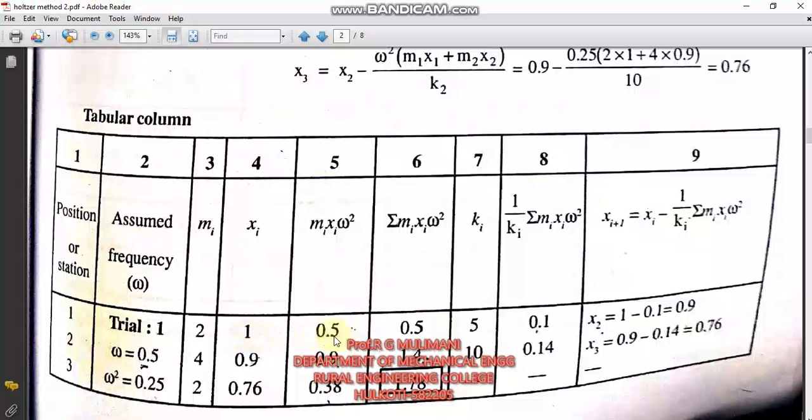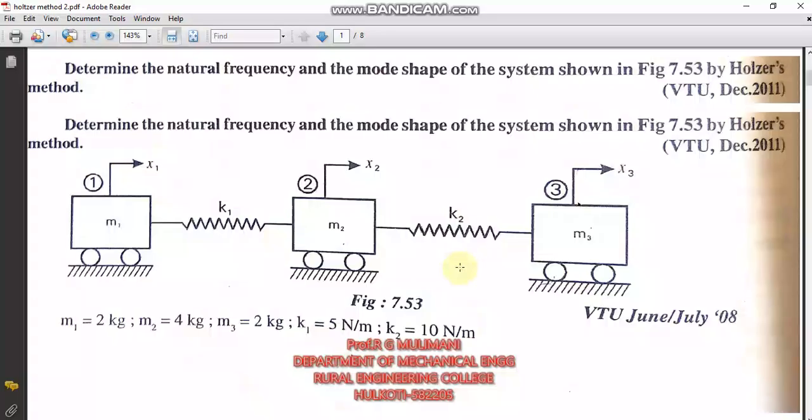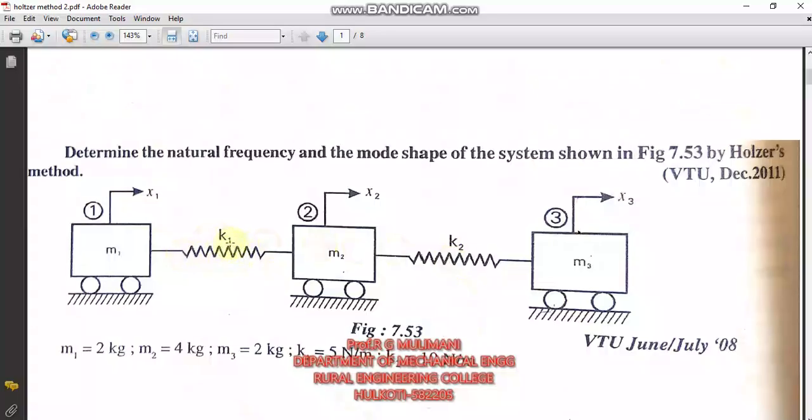Then you find the inertia force using this equation: mass into displacement into omega square, where omega square is 0.25. The product of mass, displacement and omega square gives you the inertia force. Next is the summation of inertia force. As of now we only know this inertia force, so you keep the same value. Next, spring stiffness. You mention the spring stiffness value from the left end only. We have only two spring stiffnesses, so this is the first spring stiffness. K1 is 5 Newton per meter, K2 is 10.